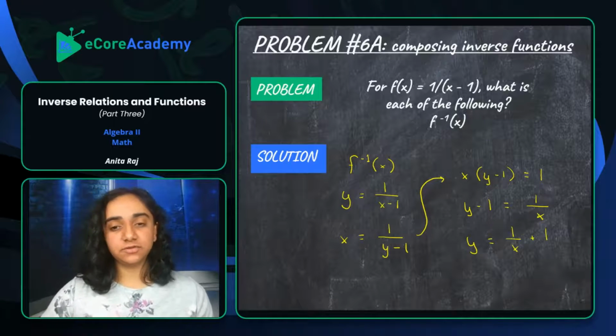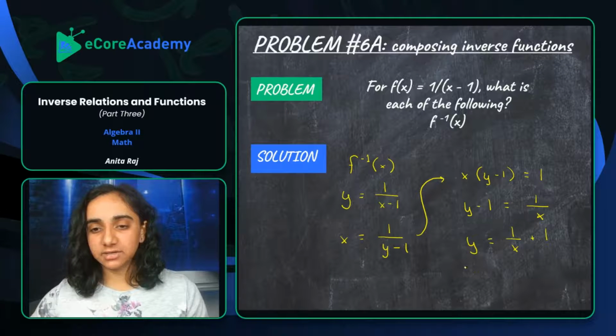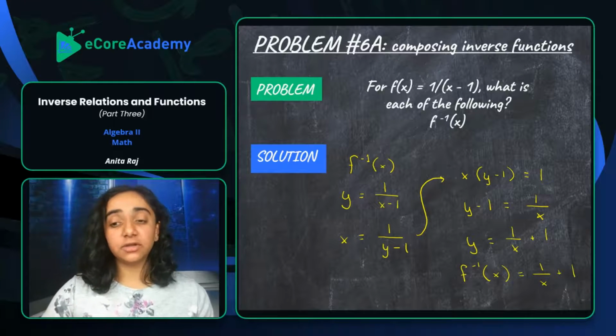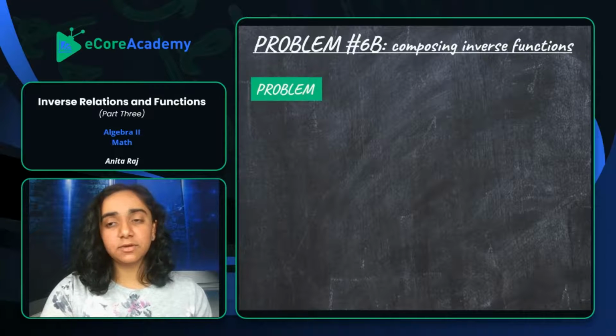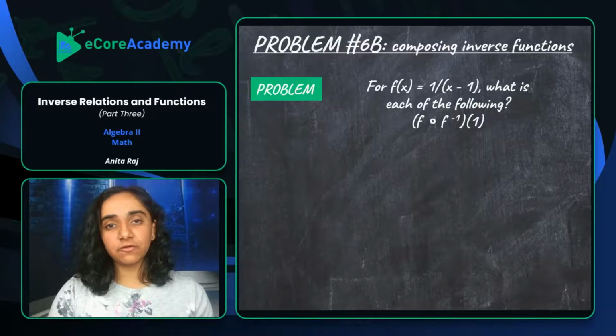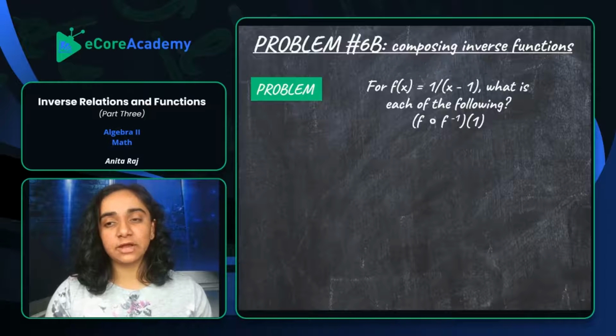And that is your inverse function. So you can also write this as f inverse of x is equal to 1 over x plus 1. And that's your inverse. So moving on to the next problem, problem 6b, we're going to continue to compose inverse functions with that same original function of f of x equals 1 over x minus 1.